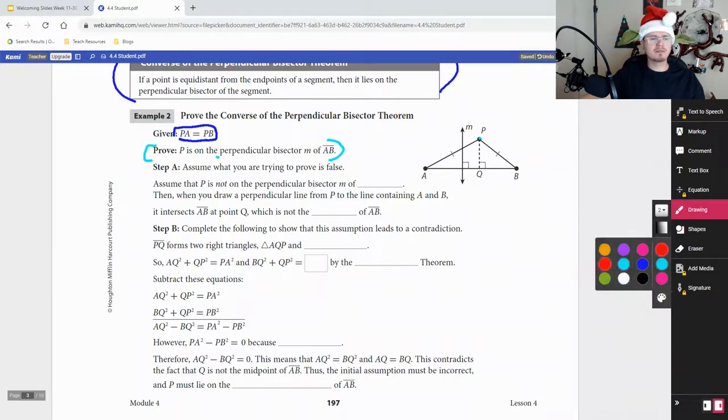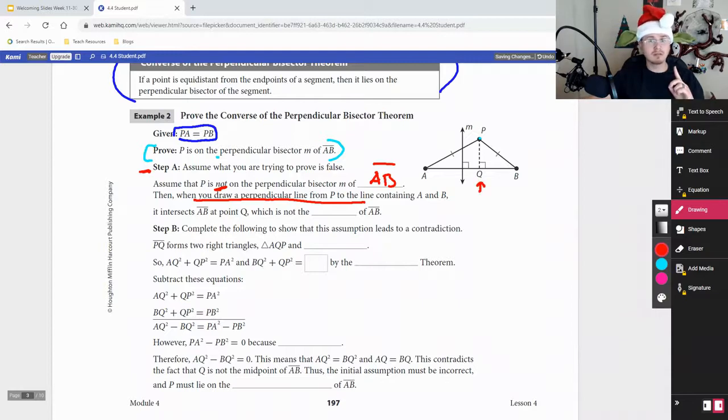So, step A. I don't know why that's not called step 1. Assume that what you're trying to prove is false. It's kind of reverse logic, right? Assume that P is not on the perpendicular bisector M of AB. So it's not on there, which the diagram kind of says, right? Then when you draw a perpendicular line from P to the line containing A and B, that's right there, it intersects AB at point Q, which is not the midpoint, right? So I hope you're kind of starting to see the setup. We're proving things that are not true. Step A is good. So not the bisector, not the midpoint.